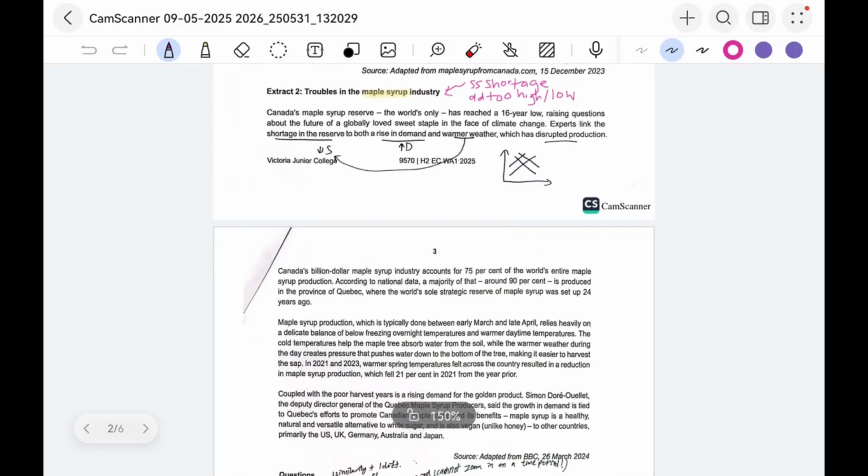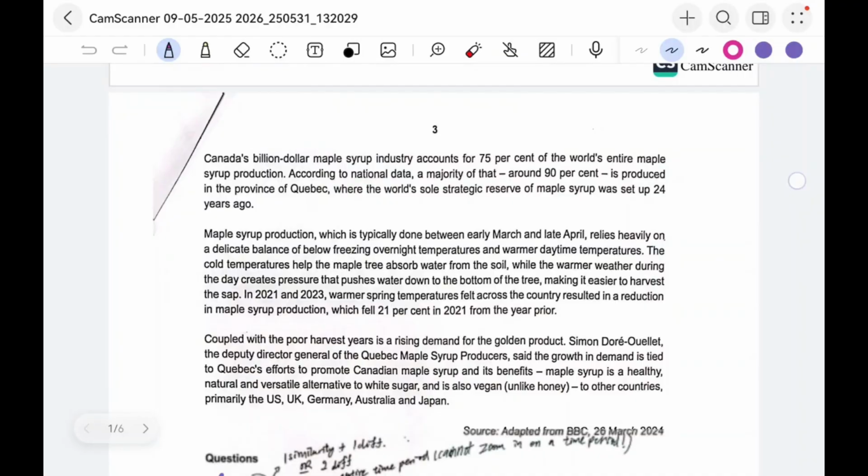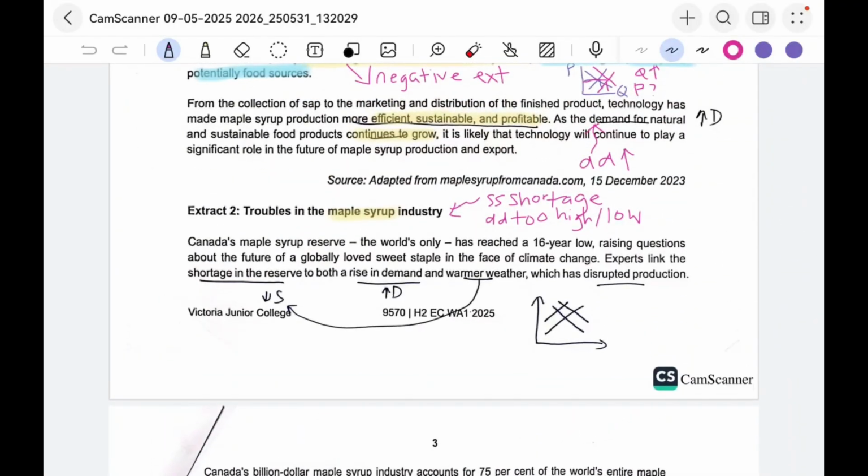Okay, for extract 2, this is a bit better. I think it's slightly shorter than extract 1. So yes, have the end goal in mind. Look for demand and supply factors. So here, when sometimes the question tells me where to look at extract whatever, right? I will write what I want to look for next to my source.